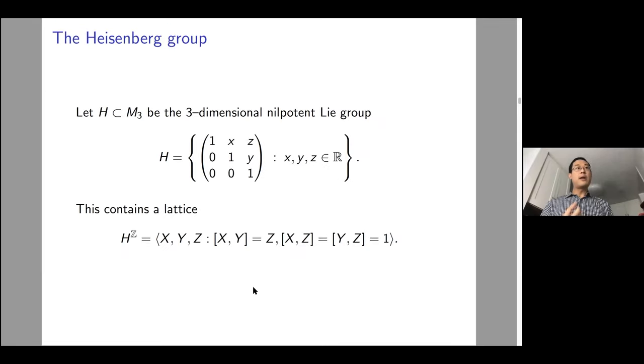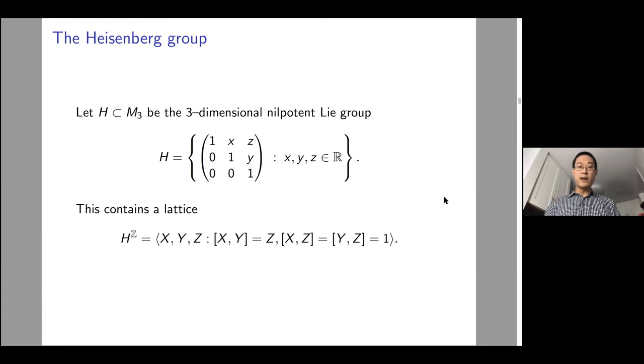But what we want here is a metric space. We want to put a metric on this group. So how can we do that? Well, the first thing we can do is put a metric on the lattice. So we have this lattice of upper triangular matrices with integer coefficients.